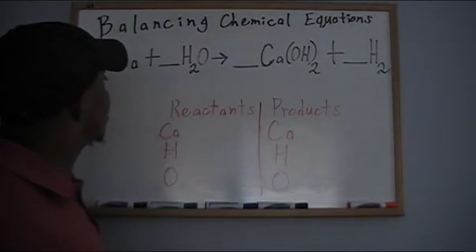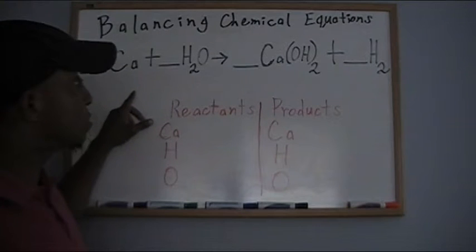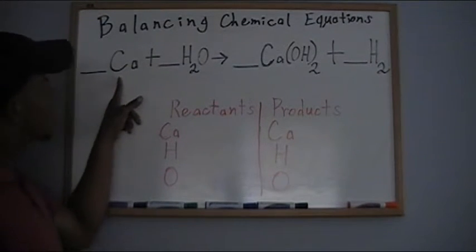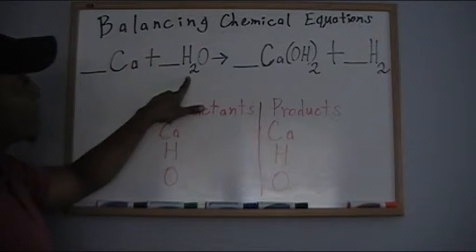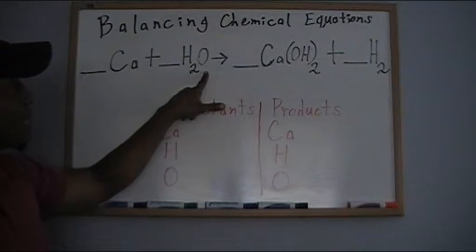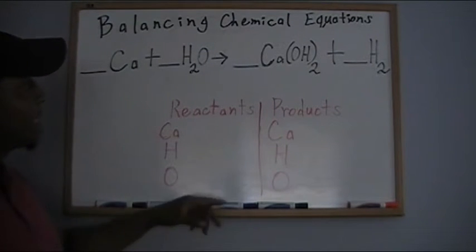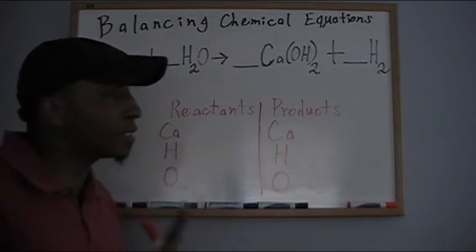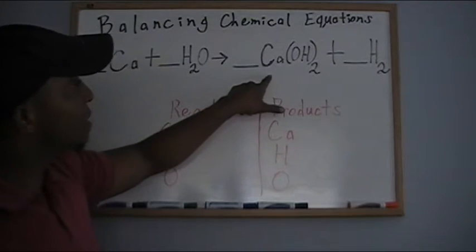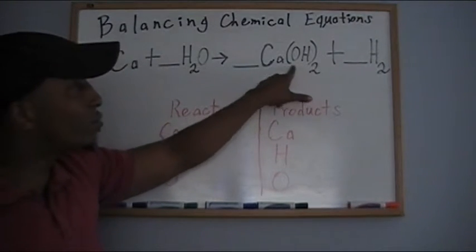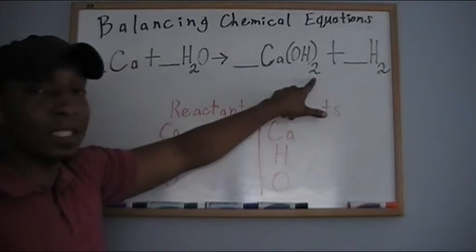So, ladies and gentlemen, Jordan, how many calciums do we have on this side? 1. How many hydrogens do we have on this side? 2. And how many oxygens? 1. Once again, it's automatically assumed: if you don't see a number behind it, it is automatically 1. And then on this side, we have 1 calcium, an oxygen, and a hydrogen, but they're in parentheses, and then we have a subscript right here.